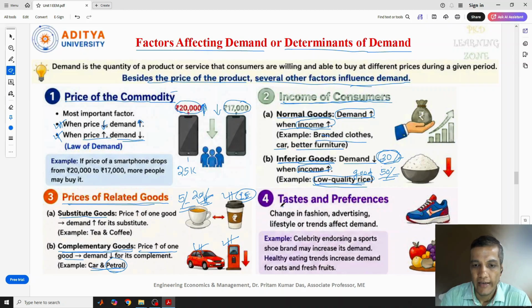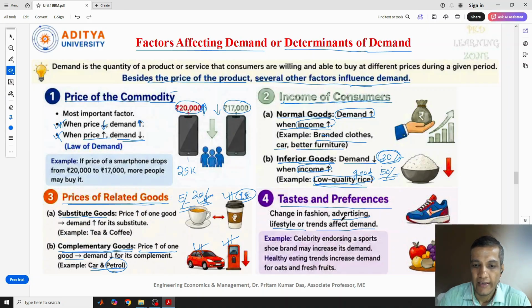The next one is taste and preference. The consumer's preference will change due to fashion, due to advertisement, and due to the lifestyle or the trends which are followed in the market.